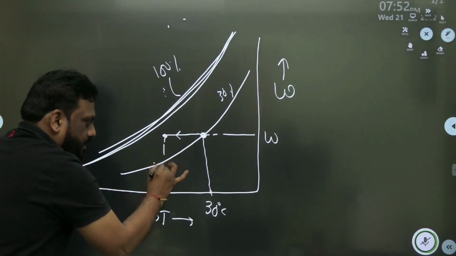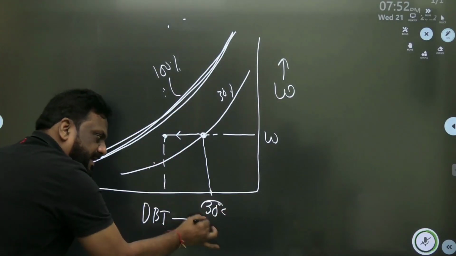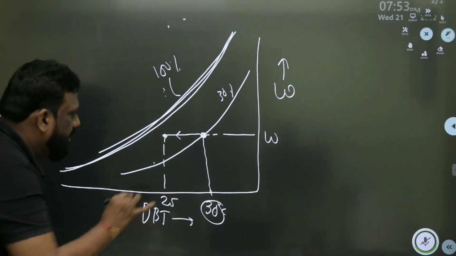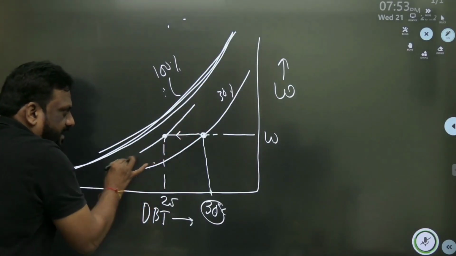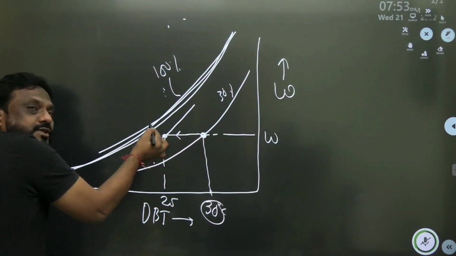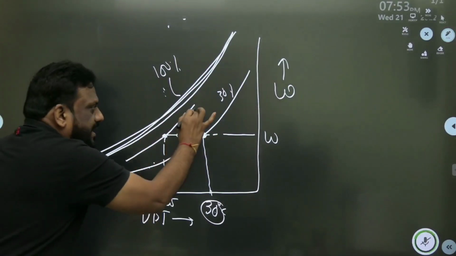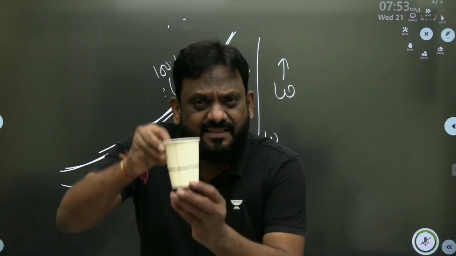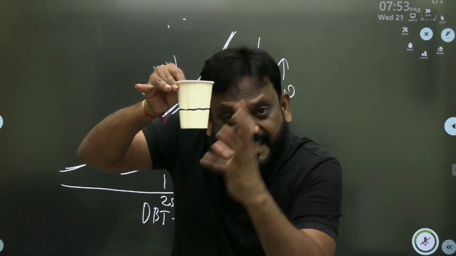You tell me what has happened. I have decreased the temperature from say 30 to 25. Let us cool it. Now I have reached this. You tell me what is happening. Now the relative humidity, we are coming to the saturation. Physically I'll explain. Now let us say it is 70%. How? Look, this is the 30% relative humidity at this temperature.